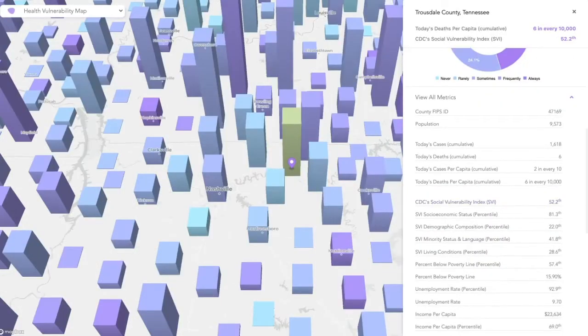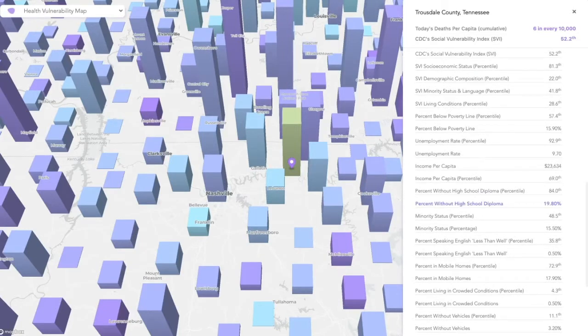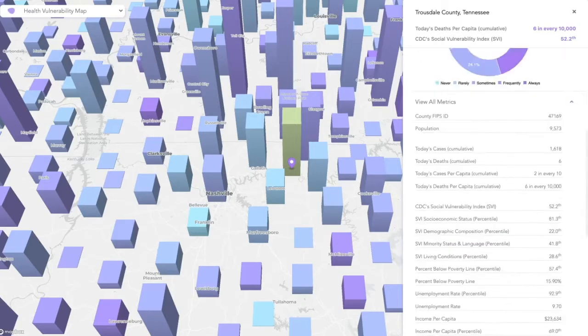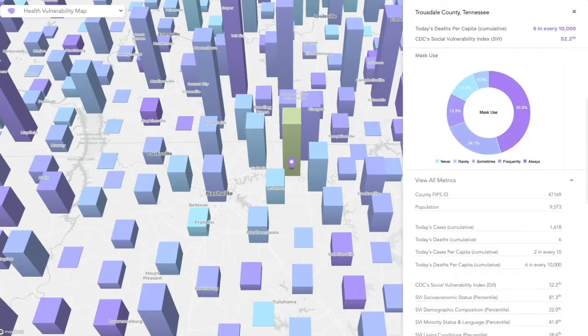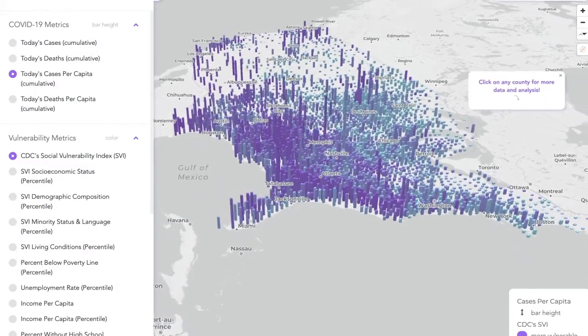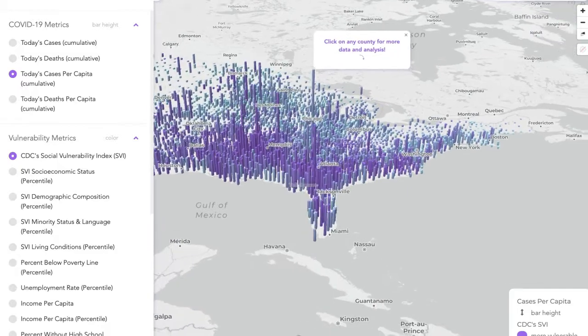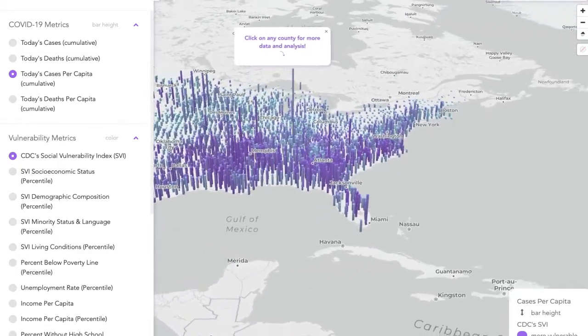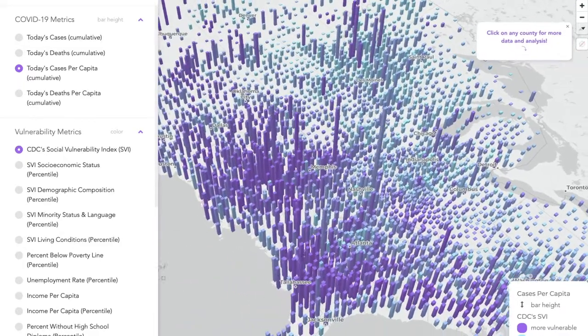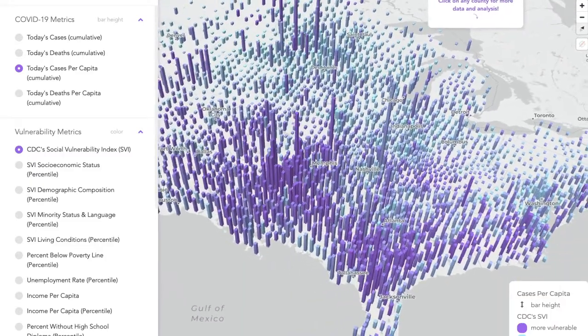And here is Truesdale County. With a high school dropout rate of 2 in every 10 adults, that's higher than nearly 85% of the United States, first nationwide in the number of cases per person. This trend of socially vulnerable populations being disproportionately affected by COVID-19 is reflected across the U.S. and connects to the larger issues of healthcare access, education, and demographics.